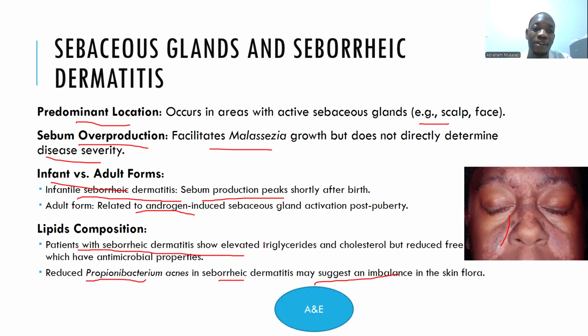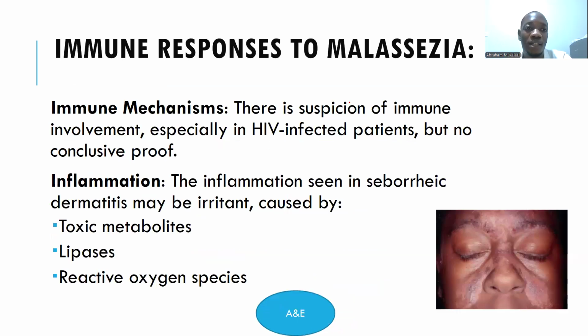So when you look at the immune response to Malassezia, there's a thinking that there's immune involvement, especially in people living with HIV, but there is no conclusive proof.